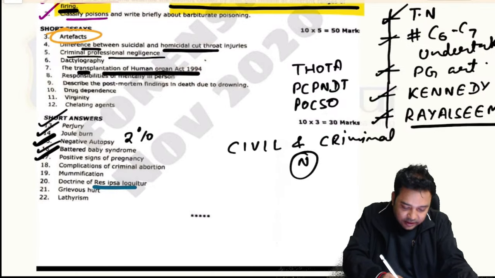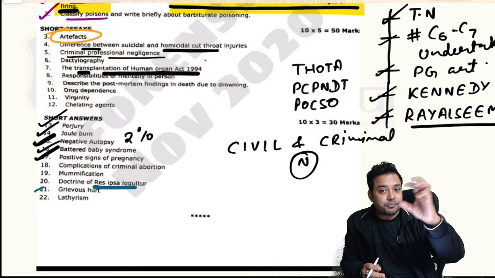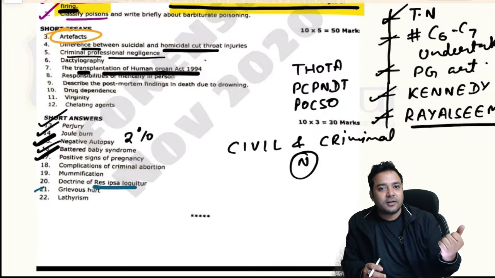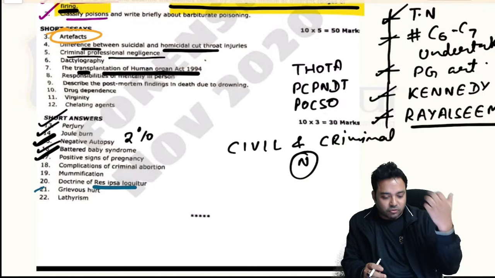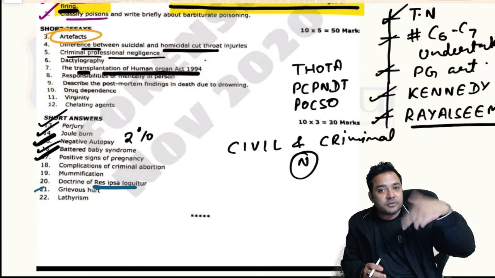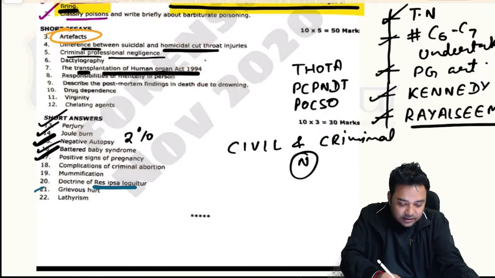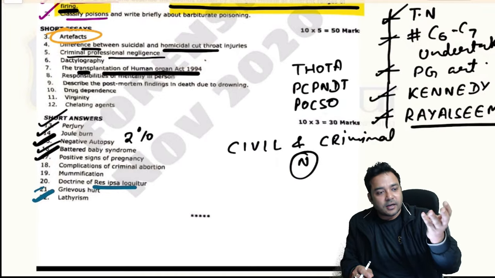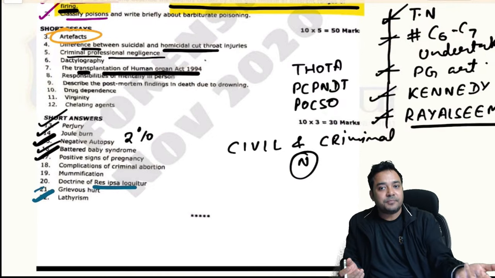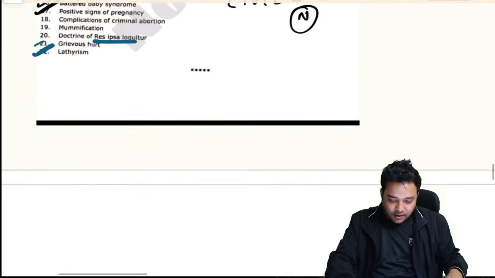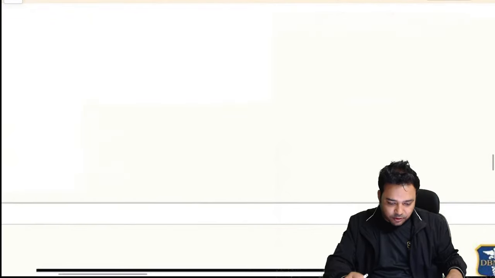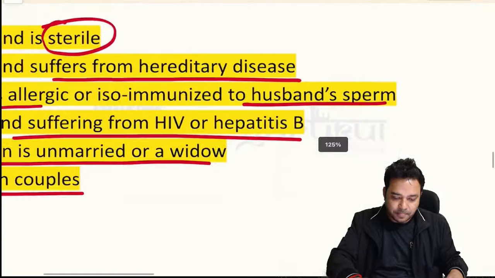Then comes grievous hurt again. I am picking the areas which are repeatedly asked across different universities. So grievous hurt, we saw it just now, it was there in the previous university prof paper also. Lathyrism is like chronic lead poisoning. So you have to study lead, mercury, arsenic, all these, thallium. So this covers all the important areas of this paper.